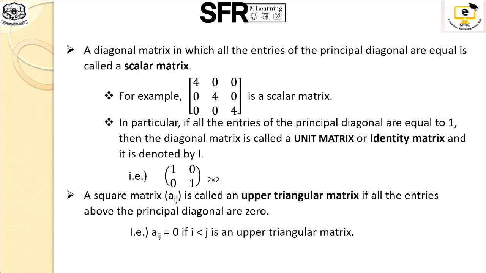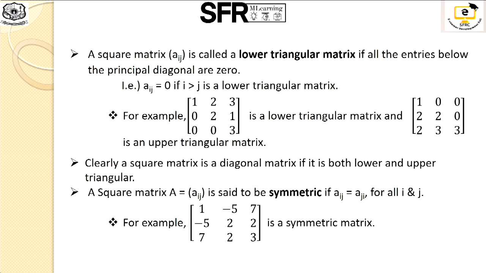Next, the subdivisions of the triangular matrices. Before defining a triangular matrix, we define what is meant by an upper triangular matrix and a lower triangular matrix. Then only we can say that the square matrix is a triangular matrix. First we see the upper triangular matrix. A square matrix is said to be an upper triangular matrix if all the entries below the principal diagonal are 0, that is, mathematically a_ij equal to 0 if i greater than j.